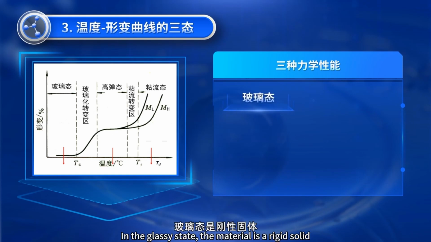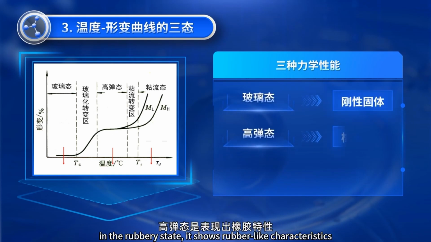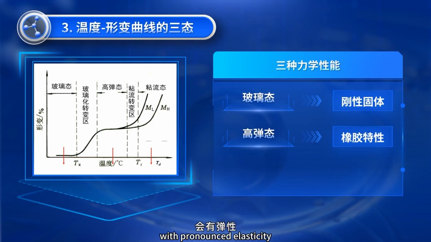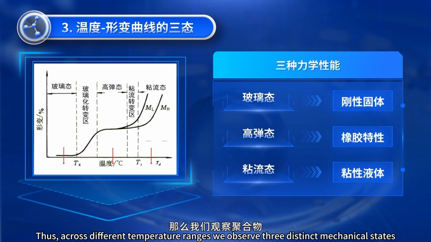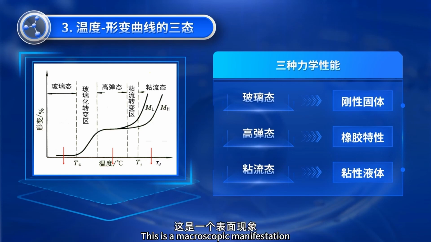In the glassy state, the material is a rigid solid. In the rubbery state, it shows rubber-like characteristics, with pronounced elasticity. And in the viscous flow state, it behaves as a viscous liquid. Thus, across different temperature ranges, we observe three distinct mechanical states. This is a macroscopic manifestation. We need to analyze it more closely.